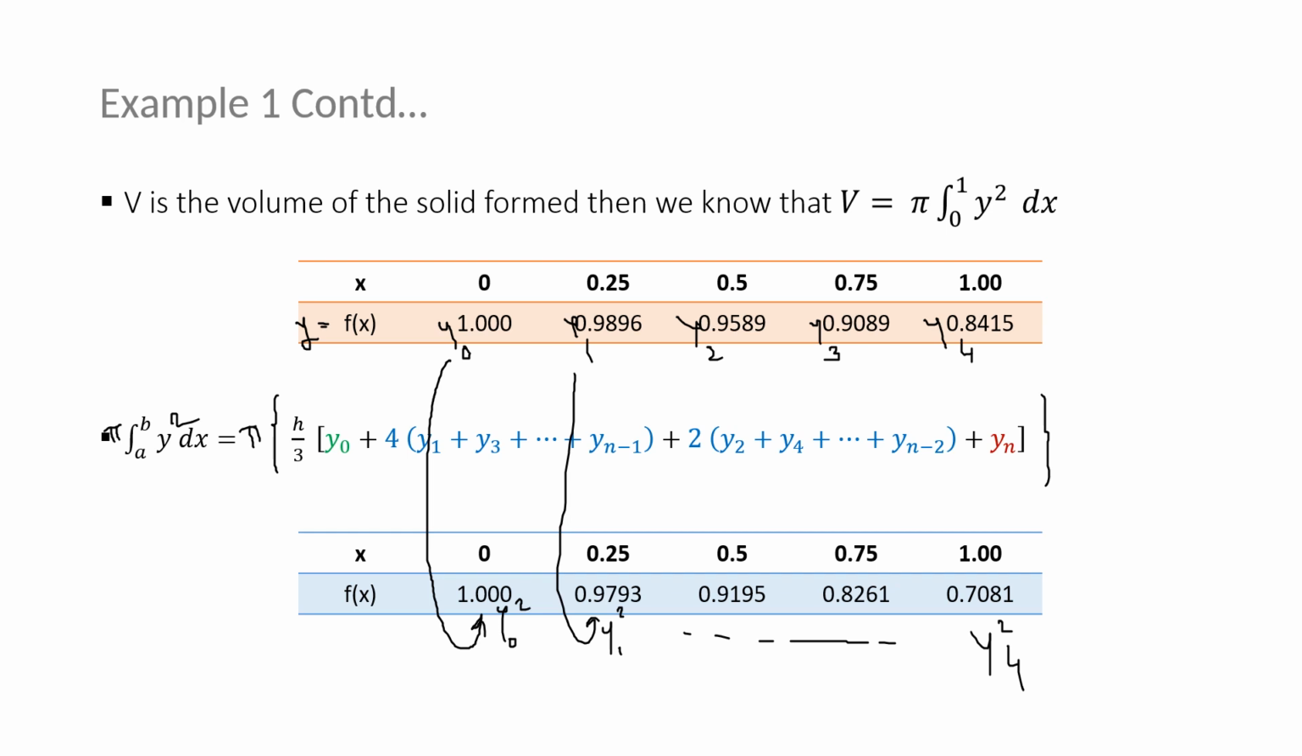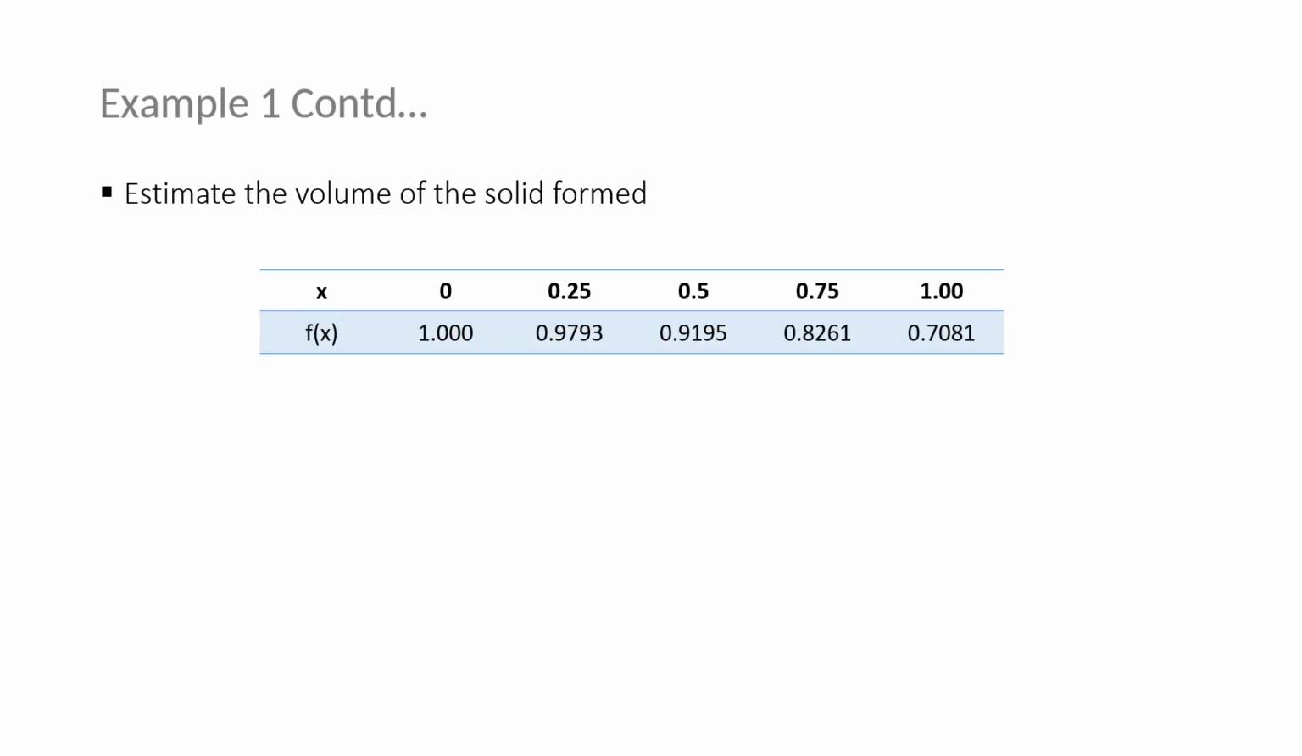One more thing I would like to mention here is that, as I mentioned in the previous lecture or last video, we should ensure that the number of data points given is odd, so that the value of n is even. Okay, so if you count the number of data points given in this problem, we have 1, 2, 3, 4 and 5, and hence n becomes 4 here. Okay, so we can apply Simpson's rule to this problem. Okay, so let us do that.